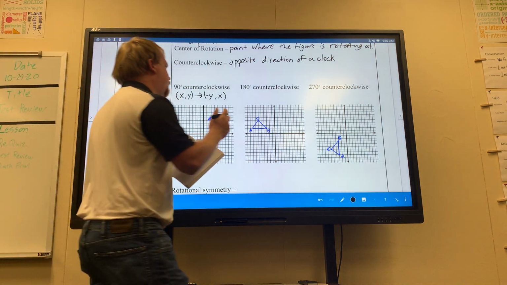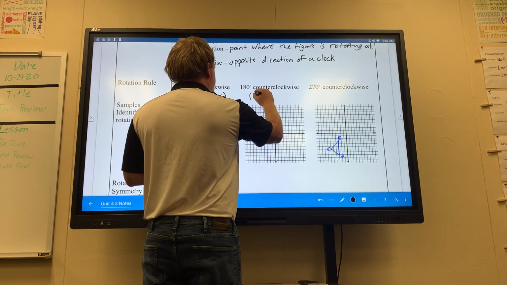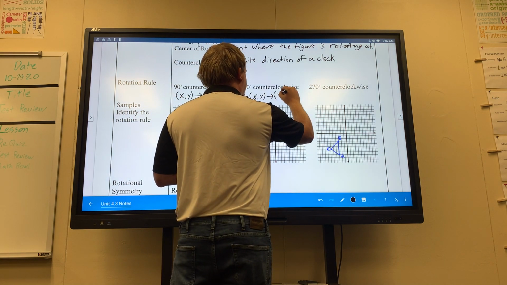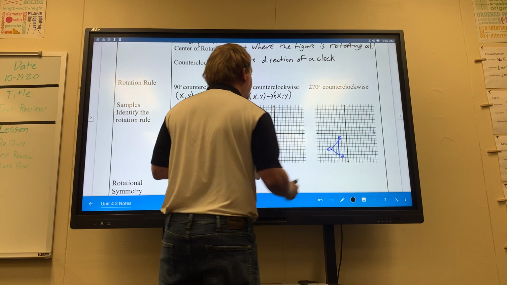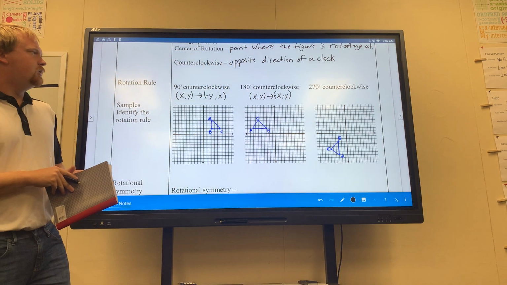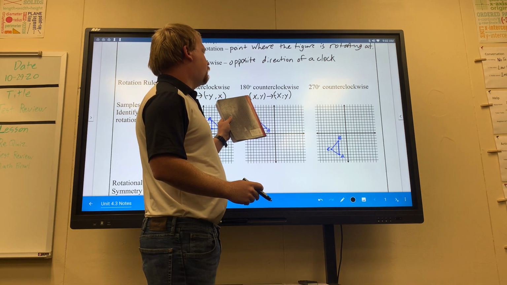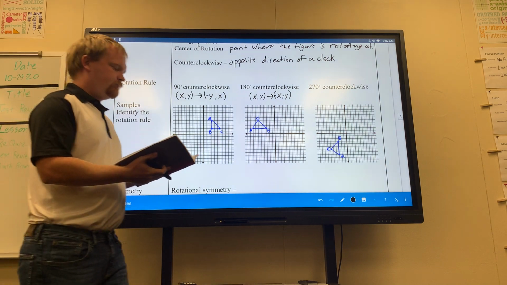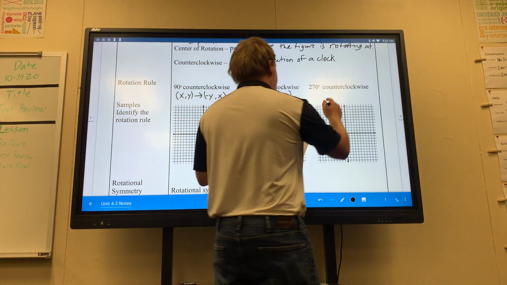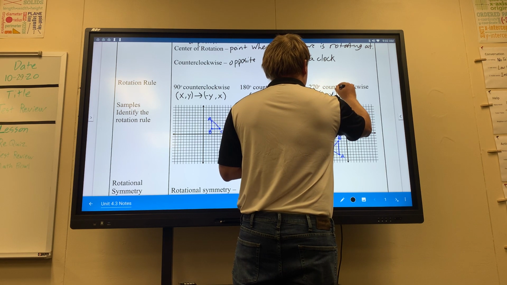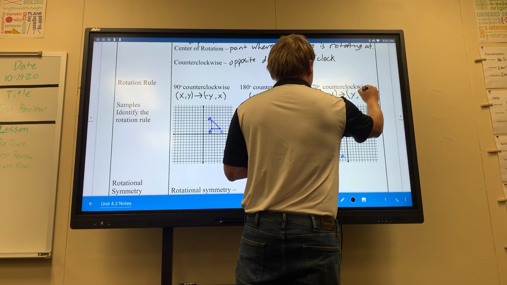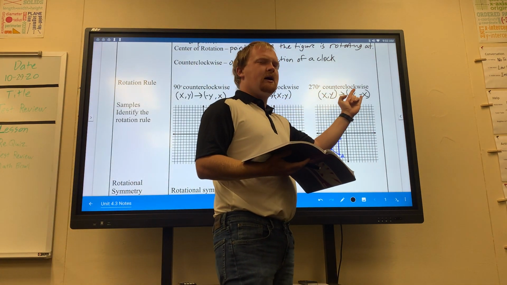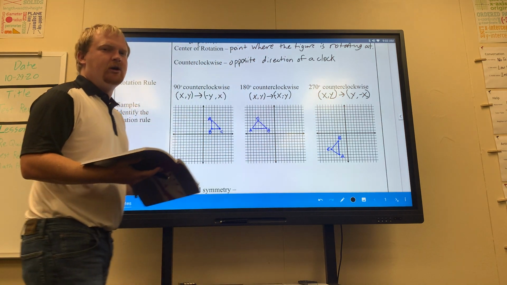Okay? Now, when it comes to 180 degrees rotation, we make both negative. Both x and y will become negative instead. So when we go from x, y, we go to negative x, negative y. And then for 270 degrees, we're actually going from x, y to y, negative x. So not only am I switching the x and the y, but I'm changing my signs as well.